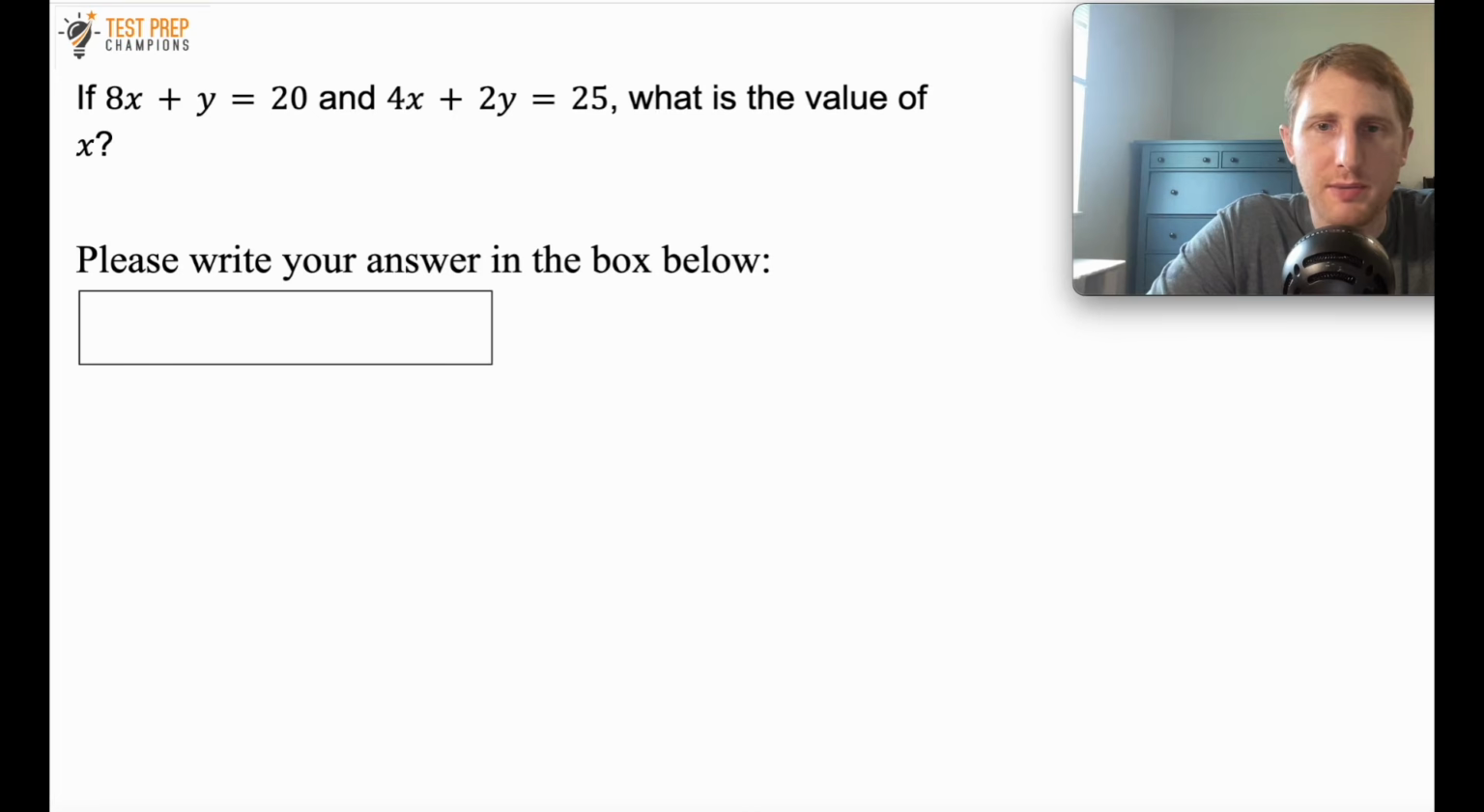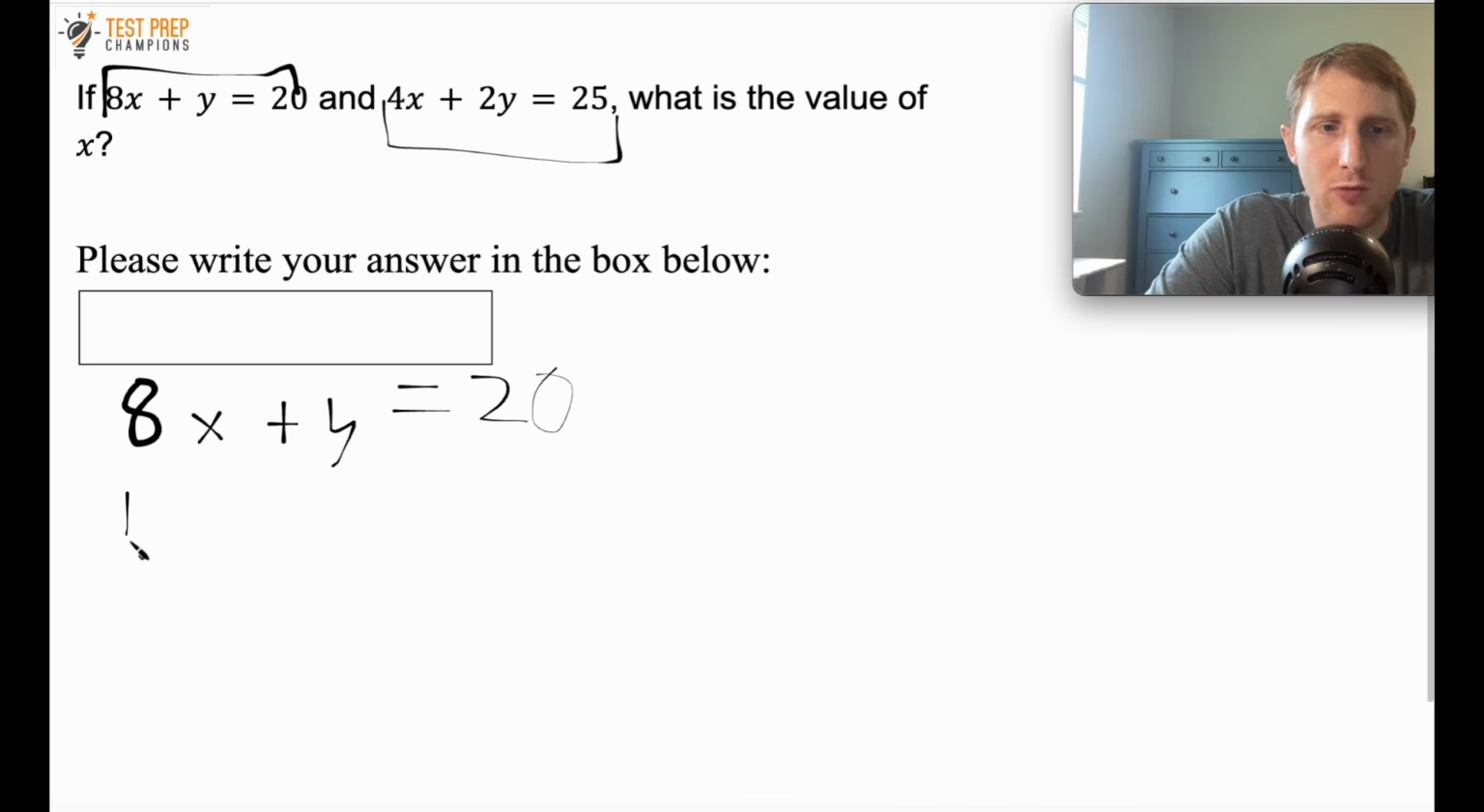So now we're going to talk about system of equations, and the first example I want to cover is on screen. Let me give you a chance now if you'd like to pause the video, try to figure this out, take all the time you need, and then whenever you're ready, we'll go over the answer. So the idea is that I want to start by taking both equations and stacking them on top of each other. So I want 8x plus y equals 20 over 4x plus 2y equals 25.